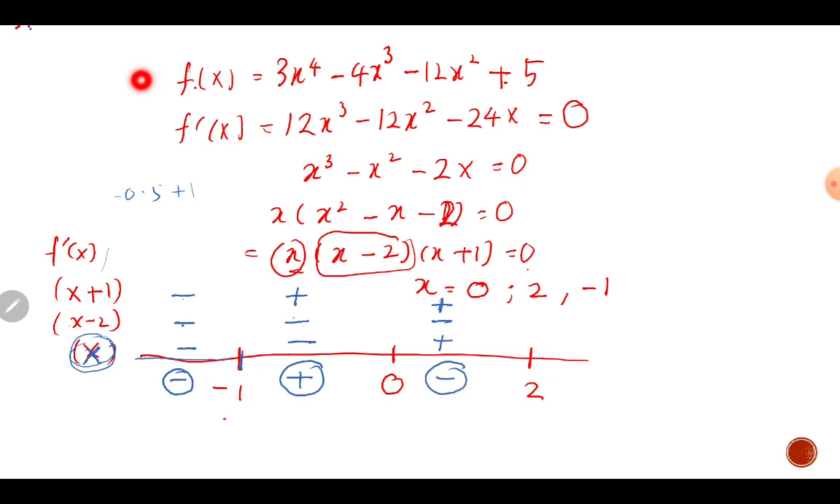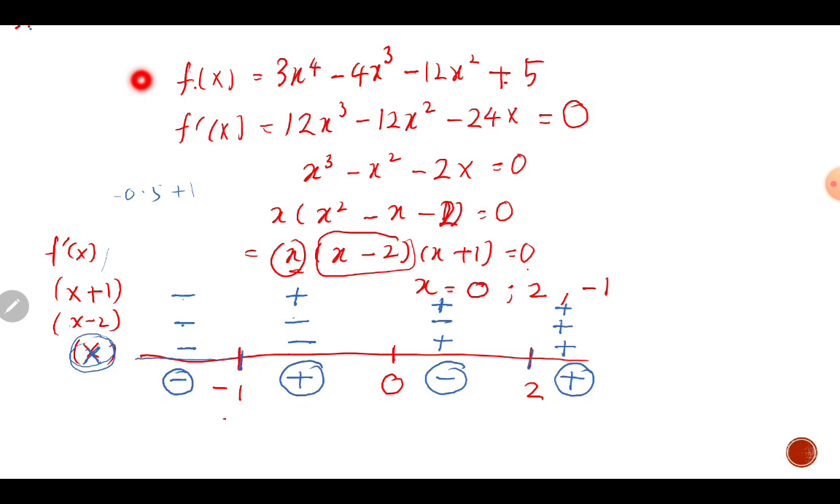Dan you juga kena check juga untuk more than 2. More than 2 kena ambil apa value? Katakanlah 3 lah, paling senang. So, X sama dengan 3, sah-sahlah positif. 3 tolak 2, 1 positif. Kan? Bukan negatif kan? 3 tambah 1, 4 positif juga. So, positif, positif, positif. So, you dapat positif.